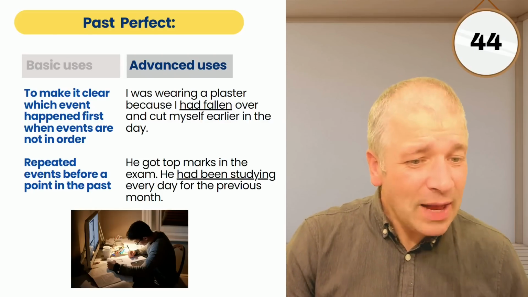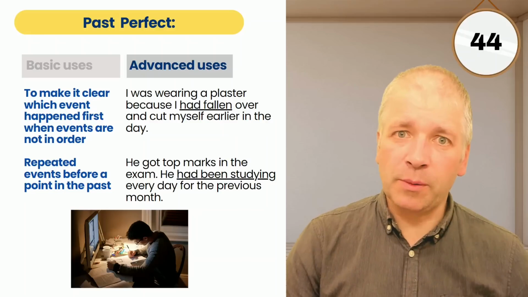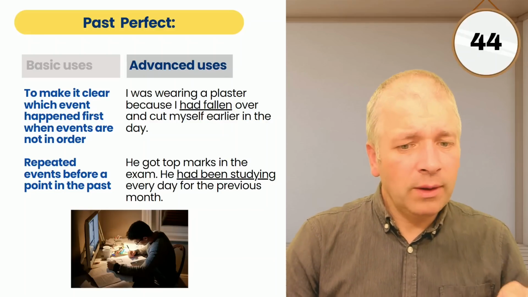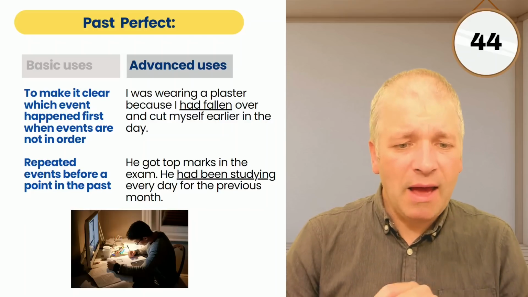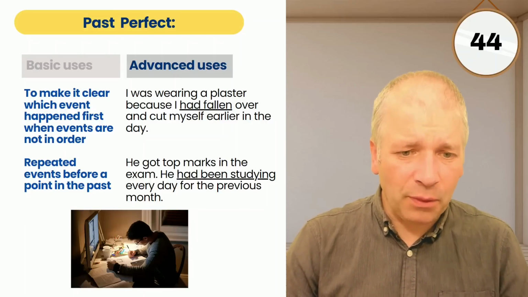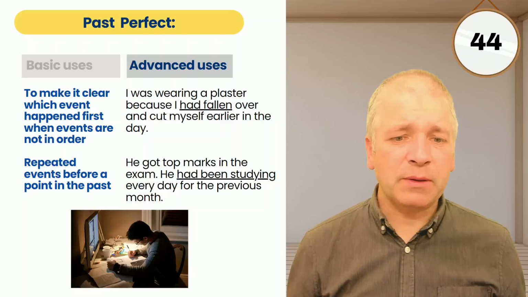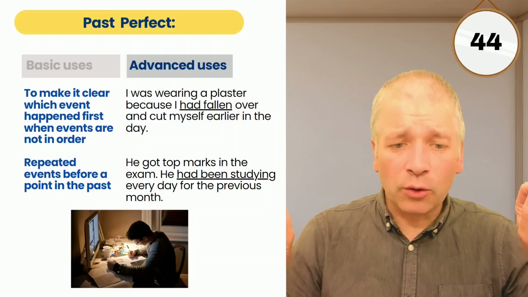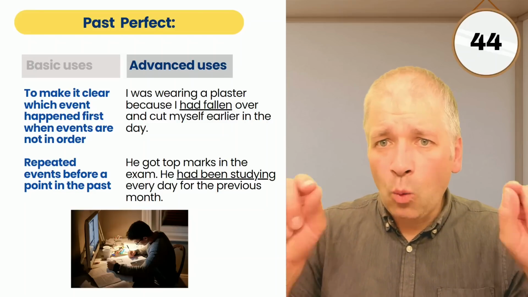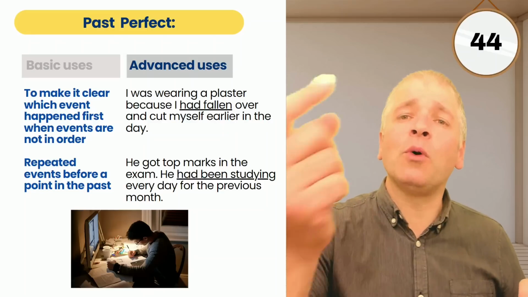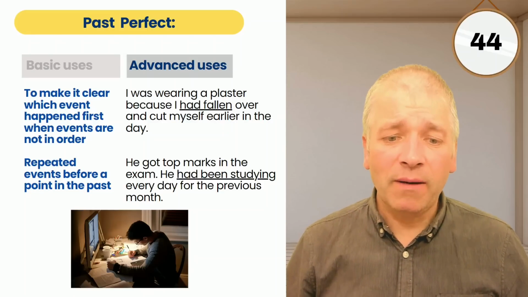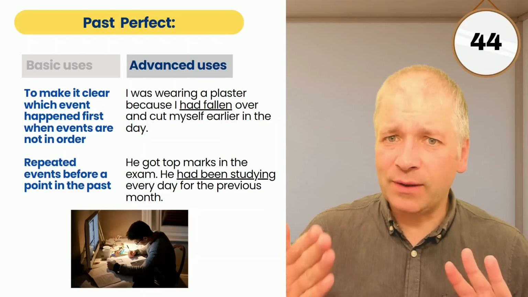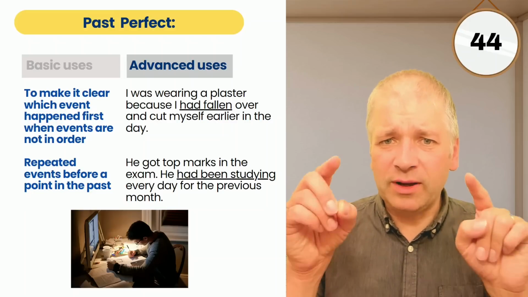If you're repeating events before a point in the past, you'll also use the past perfect. He got top marks in the exam. What happened before? He had been studying every day for the previous month. So let's think about this a bit more. First of all, the time of the story is he got top marks in the exam. Why? Because of something that happened before. He had been studying, but the frequency was every day. It was a repeated activity that happened over and over again before this point in the past.